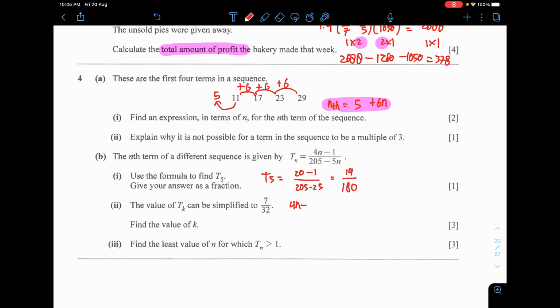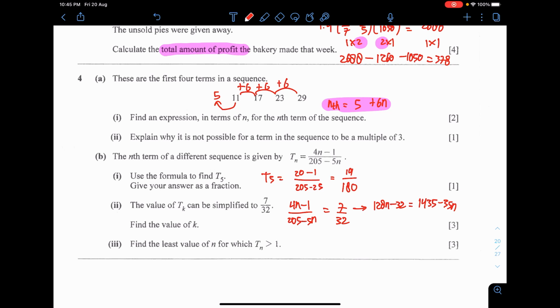That means there is a certain term, and they are following the formula also, and they will end up with 7/32. This is what they actually mean. The result of the sequence is 7/32. From here you just cross multiply. 128n minus 32 equals 205 multiplied by 7, which is 1435 minus 35n. Put them together on the same side, and then you'll get the answer.